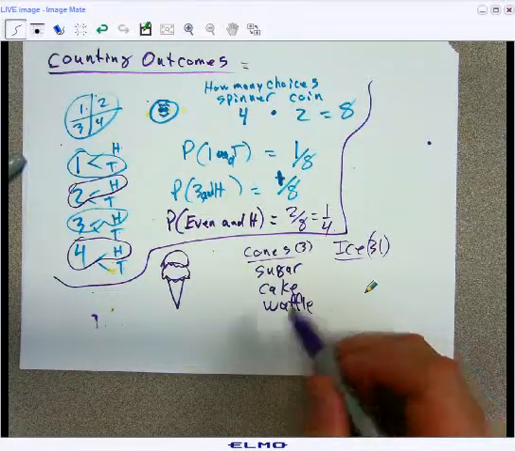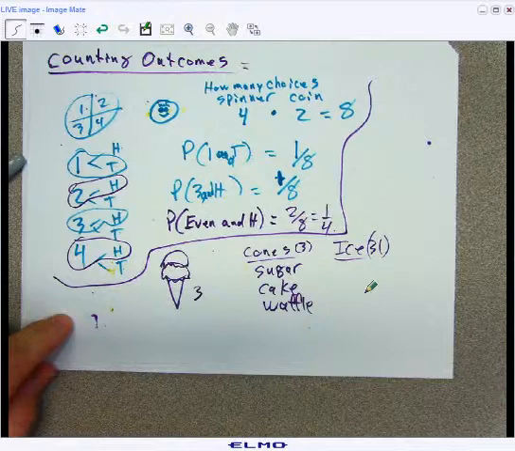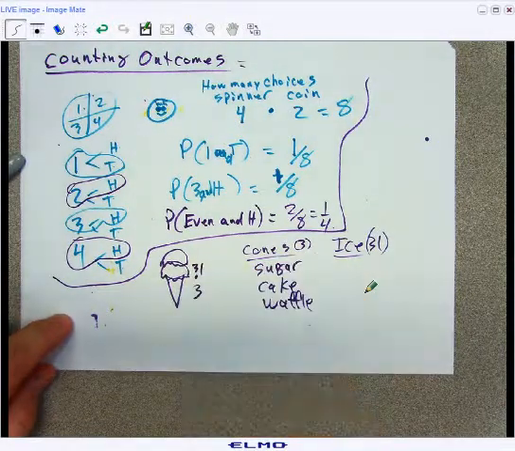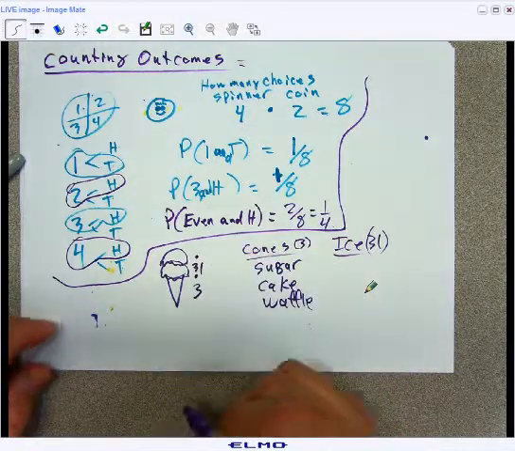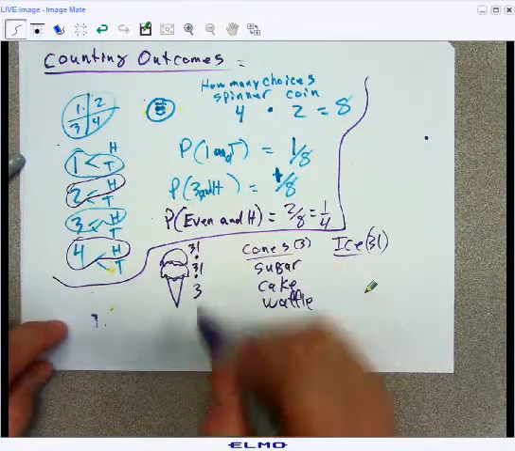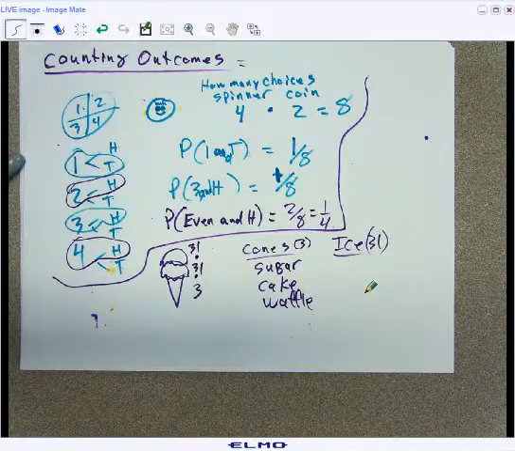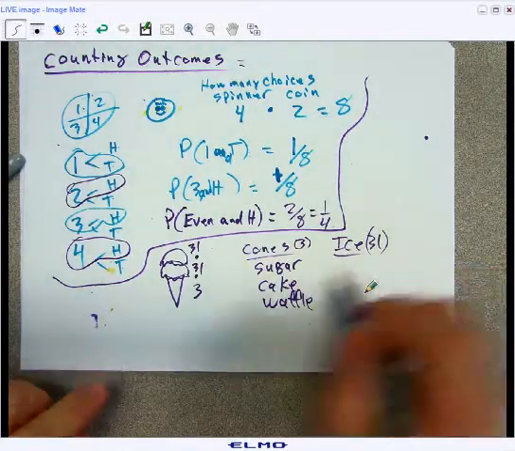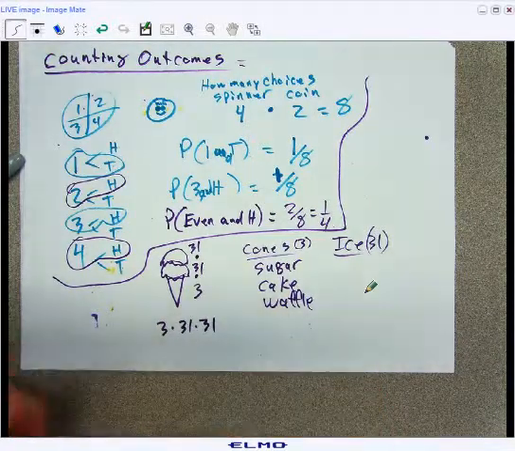And then for ice cream, they have 31 flavors. I'm not going to list them, but I do know there are 31 of them. So how many different choices can I have for an ice cream cone? Well, it's going to take 3 choices for the cone times 31 choices for the first scoop of ice cream. And as long as I'm allowed to get the same scoop for the second one, 31 scoops for the second one. I wouldn't want to draw a tree diagram for that, but I can come up with a total number of options by taking 3 times 31 times 31.